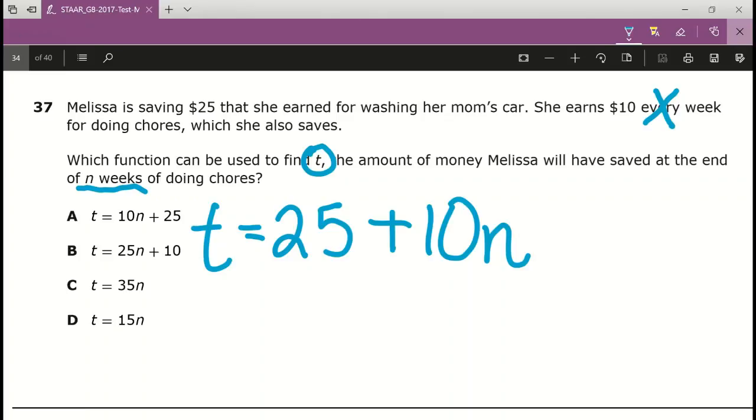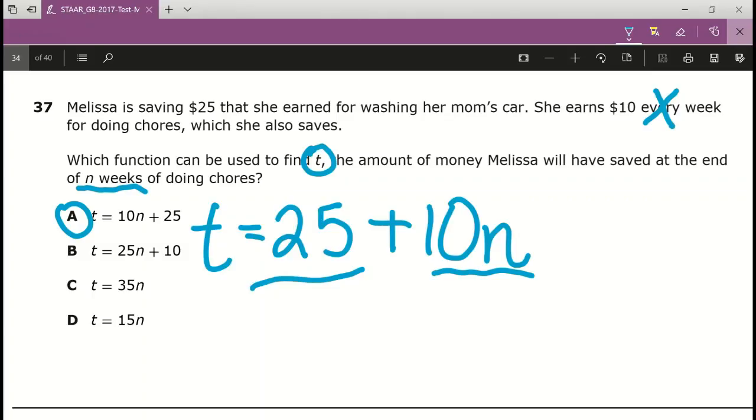We look for whichever one matches it. I know we put 25 first here, and none of these have 25 first, but choice A is our answer. Remember, we can change the order of addition. We can add in whichever order we want. So our answer is choice A. T equals 10N plus 25.